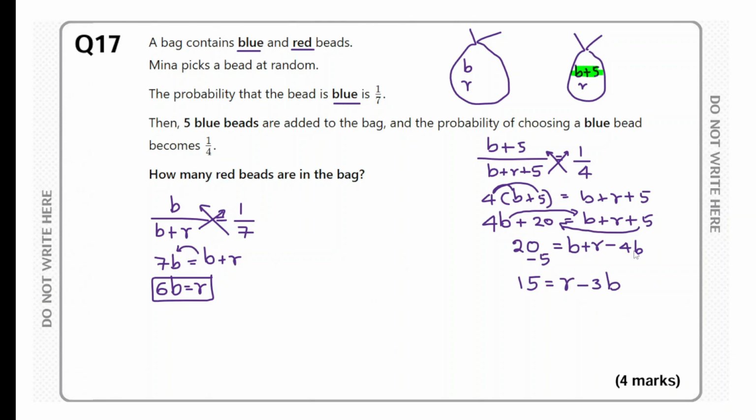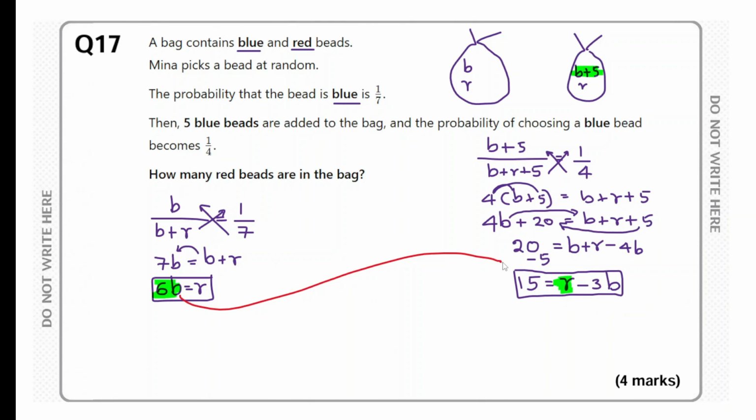1B take away 4B. Now, let's see what we can do. We have this expression here. From the first one, I know R is 6B. So what can I do now? Instead of this R here, I can substitute this 6B. So let's put this here. So let's see what we get.